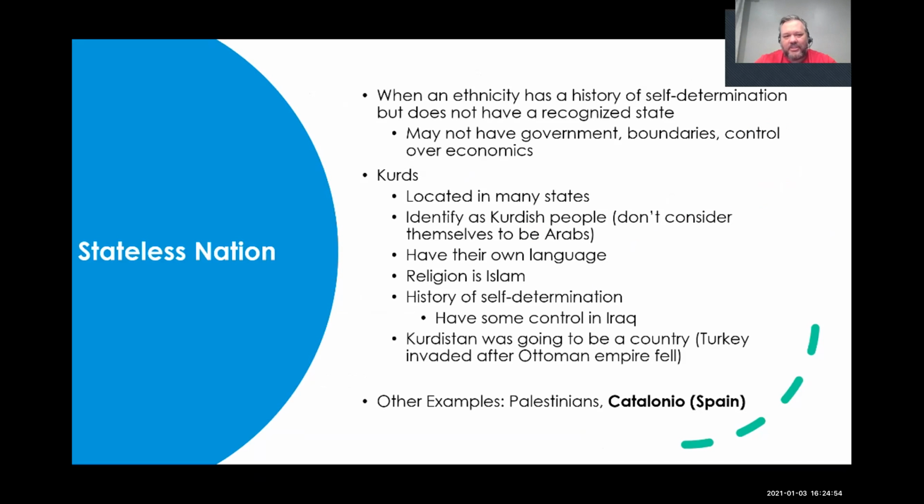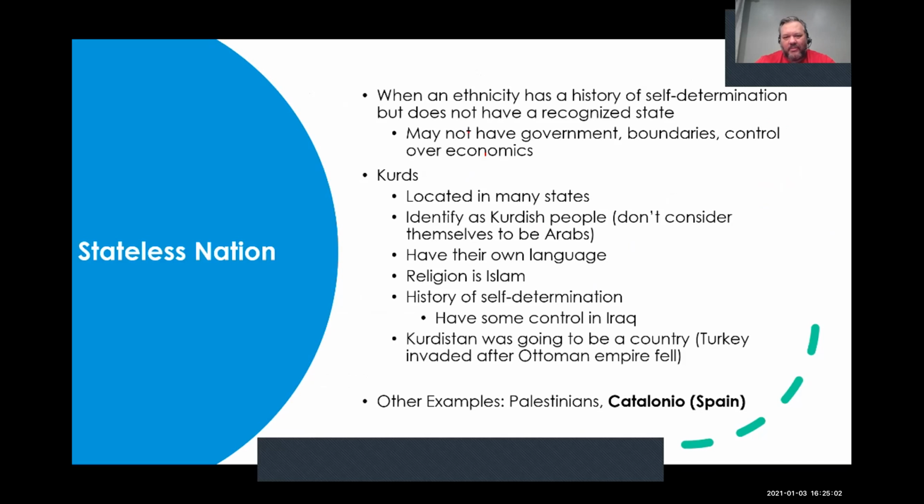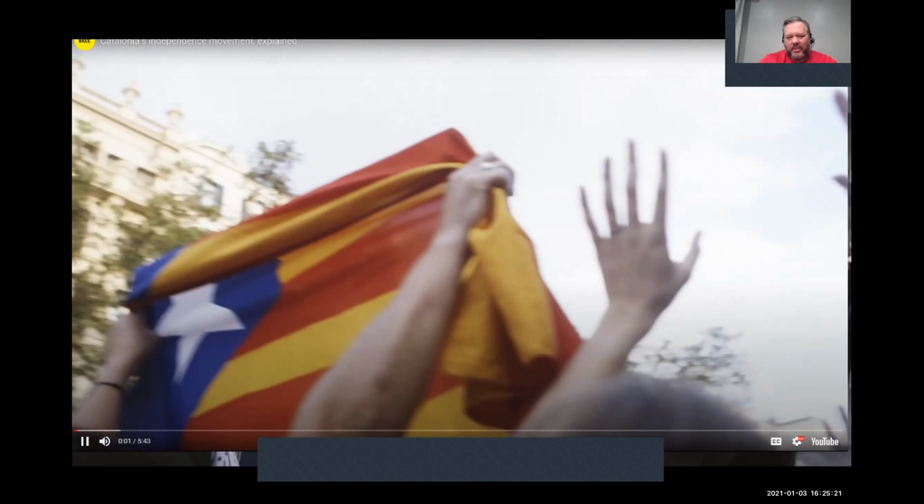Then we have what we call a stateless nation. And again, the Kurds fit this. So when an ethnicity has a history of self-determination, but does not have a recognized state, all right? And so here's the Kurds, we just did that. Other examples, this is Palestine, and then Catalonia, Spain. We're gonna watch some on them here now. So let's do that. It's only 5 minutes.